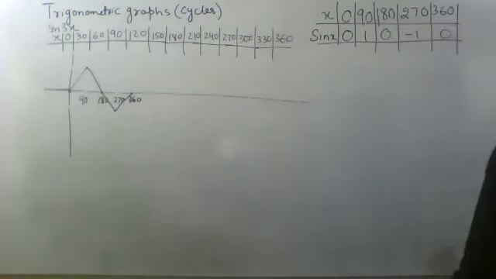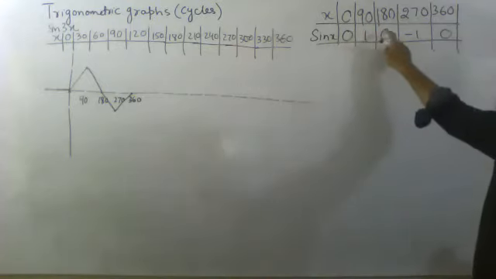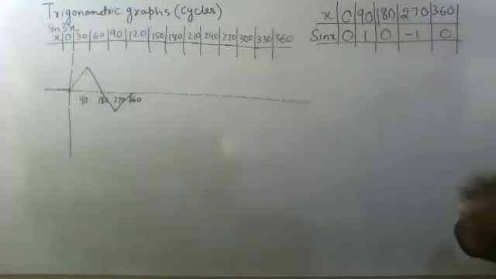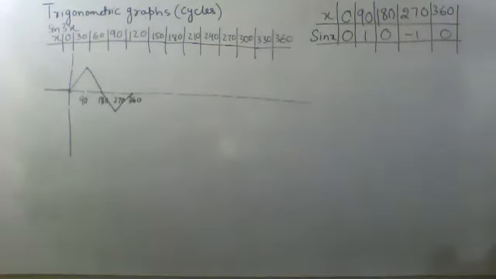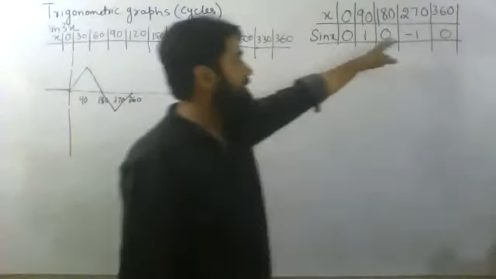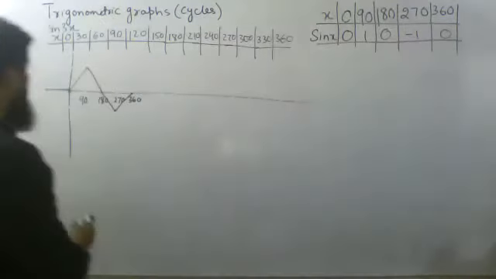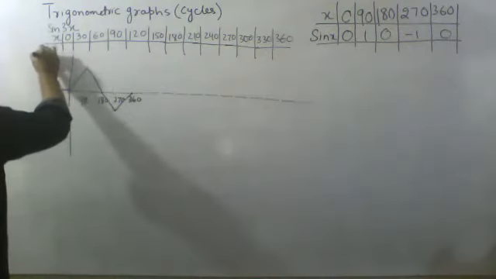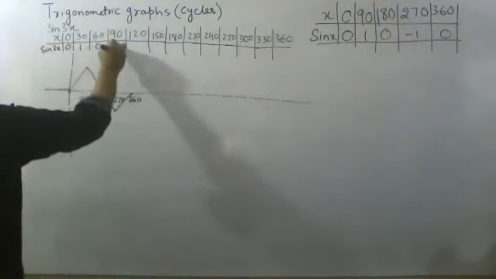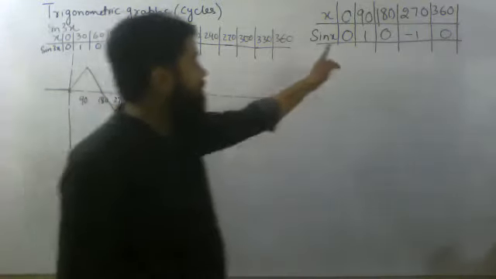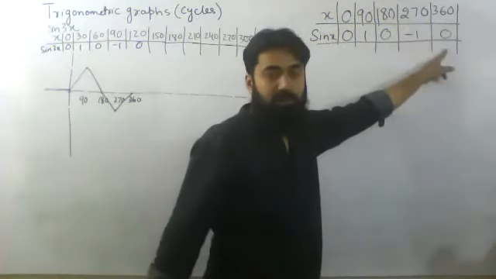Now 0, 1, 0, -1, 0. This will have no change. This thing will be continued as it is given over here. There will be no change in the value of the relation. This relation will remain same. So sine 3x: 0, 1, 0, -1, 0.